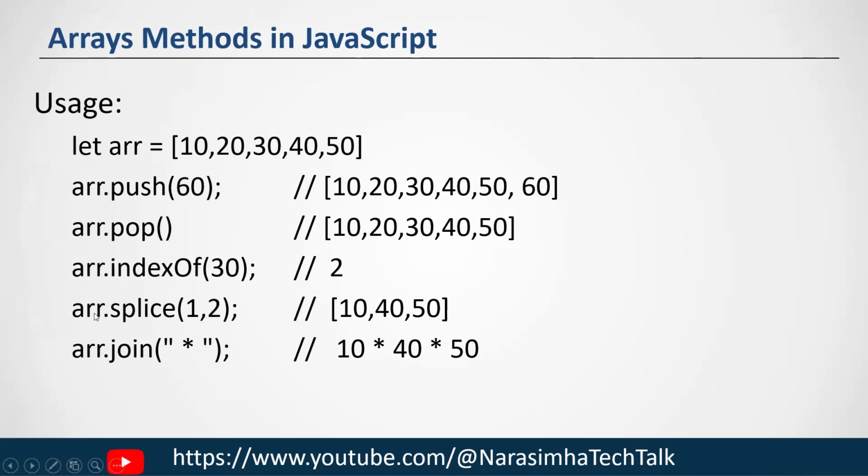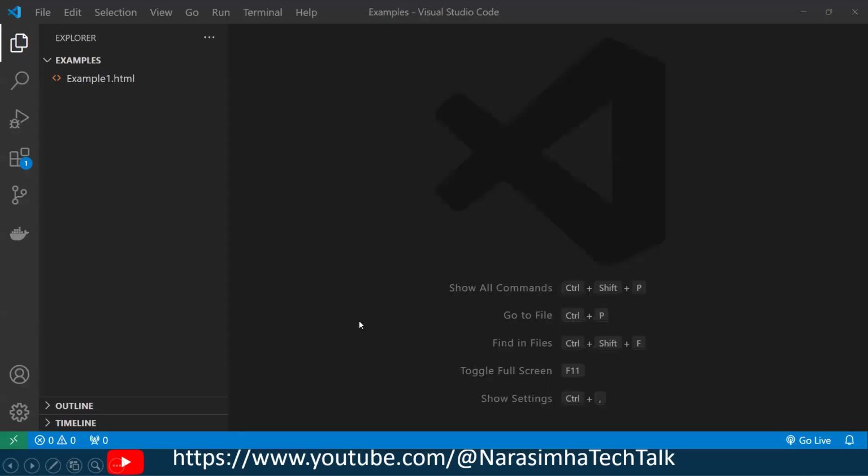Next, the splice method. This helps us with deleting and adding also. In this context, I'm using it for a delete operation with 1, 2. Here, 1 is the starting index, and 2 indicates the number of elements that you want to delete. Next, array.join joins all the array elements and returns them in string format. These methods we'll explore and implement using our application.